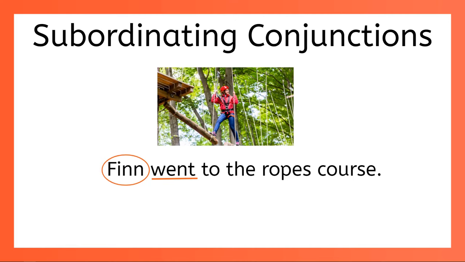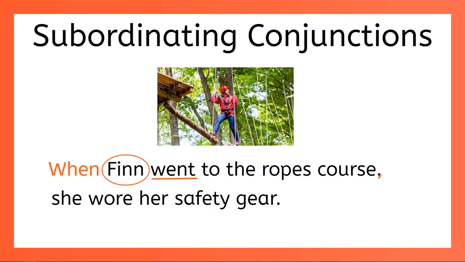But what if we add the word when to the beginning of this clause? It's still a clause because it still has a subject and a verb, but it's no longer independent. It's now a dependent clause. And to form a complete sentence, we have to add it to an independent clause. Like, when Finn went to the ropes course, she wore her safety gear.